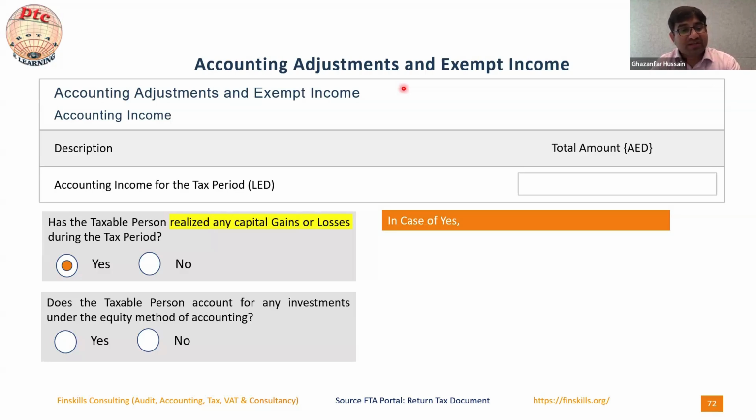Now the next question will appear: does the taxable person account for any investment under the equity method of accounting? The important part here is the equity method of accounting. Why is it important? Equity method as per IFRS, we are already familiar with what the equity method is and why it is required. We are going to see that. If you need a refresher on this concept, note down this point and spend some time online, where you can search and understand it. If you prepare yourself on such an outline, once we dive into the topic you will have a better understanding of what we are discussing.